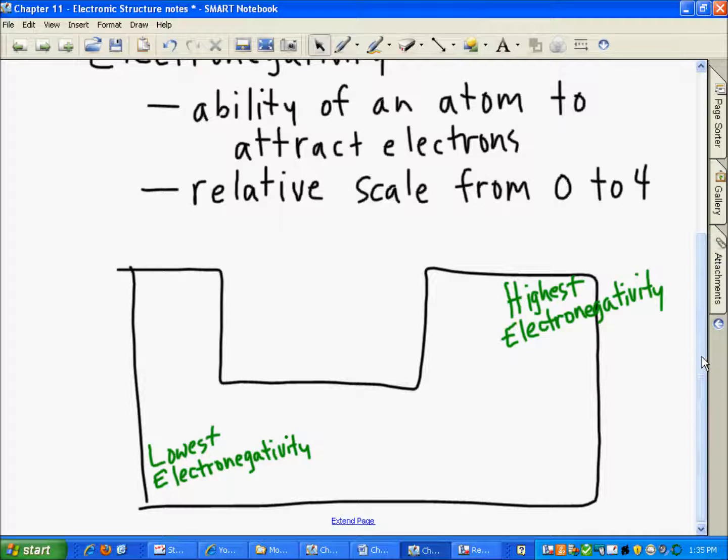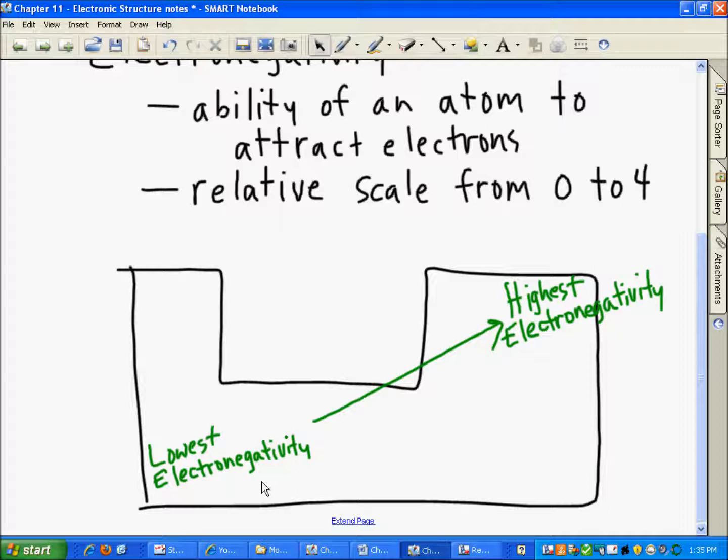If you think about size, smaller atoms tend to attract electrons more strongly. So the atoms with the highest electronegativity will be on the top right because they're the small atoms. Atoms with the lowest electronegativity will be on the bottom left. So they also follow the opposite trend to size. Bigger atoms are going to have low electronegativities, and small atoms will have high electronegativities.